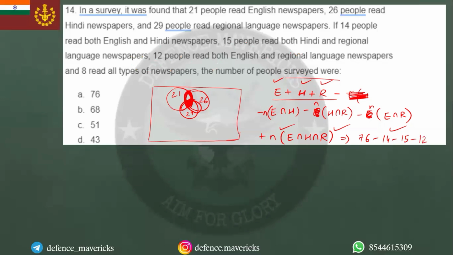Now 8 of them read all, so plus 8. ठीक है, so 14 and 15 is how much? You can just add these three and subtract all together. 14, 15, 29 and 12 is 41. So 76 minus 41 is 35 and 8 is 43. Okay, 43 will be the answer.